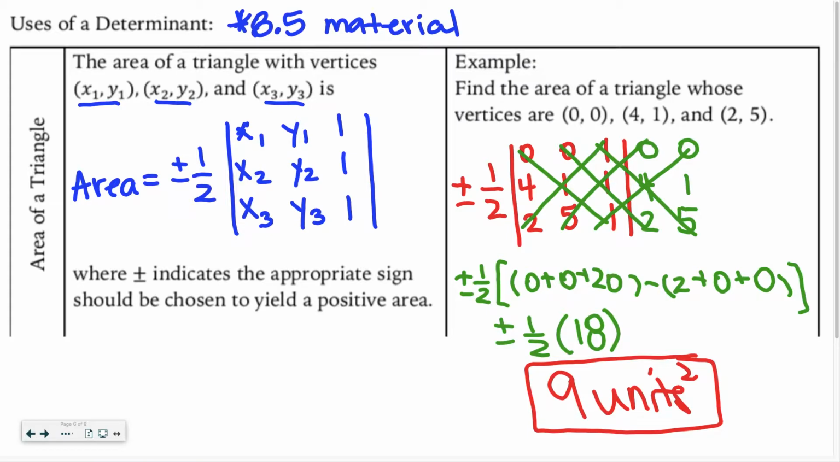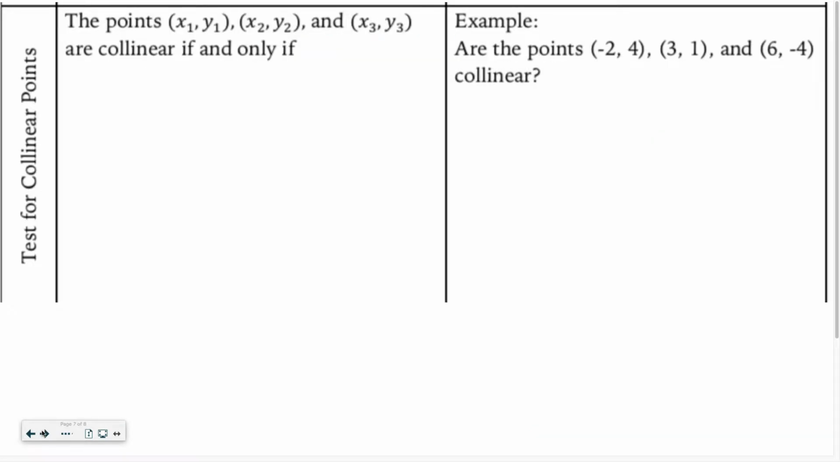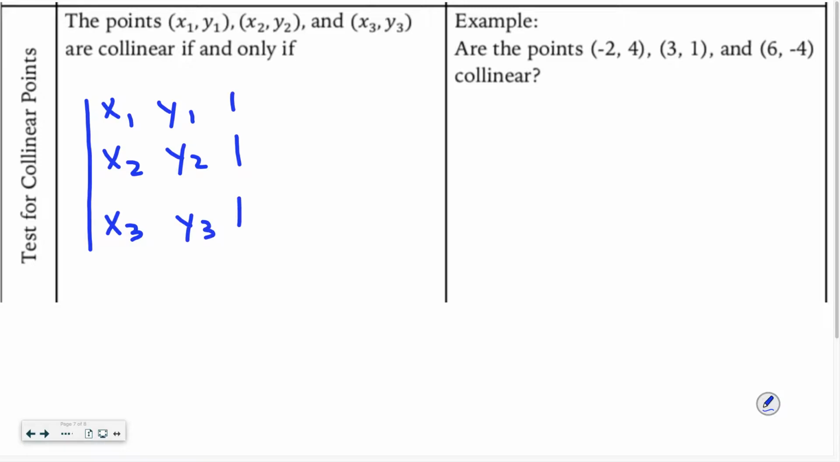Okay. So that brings us to our next table, column, row. It's a row. Okay. If we put our coordinates into this determinant, and that determinant equals 0, then those 3 points lie on a line. They're collinear.